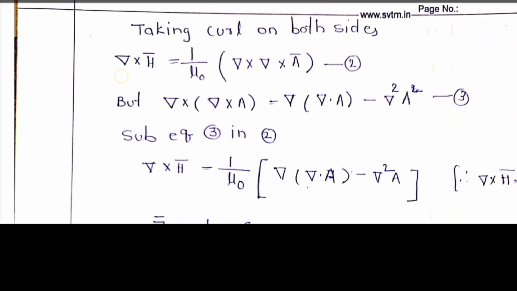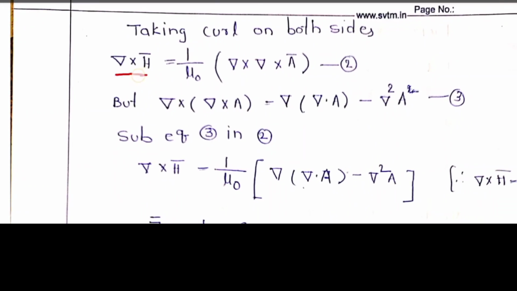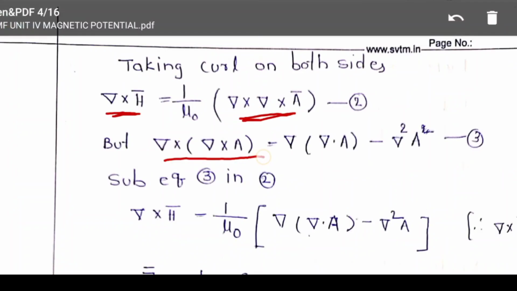Now taking the curl on both sides, del cross H equal to 1 by mu naught del cross A. Taking the curl on both sides means the cross product of del cross A, equation 3. But del cross del cross A equals del of del dot A minus del square A. This is due to a vector identity.